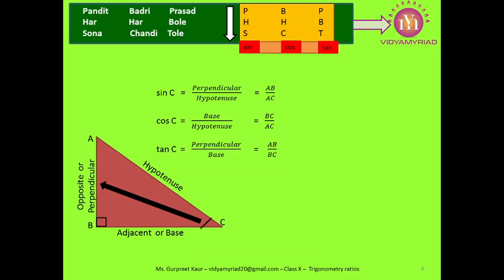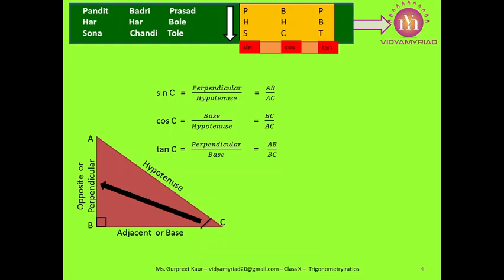Let's talk about cos. Now cos is B upon H. B upon H means base upon hypotenuse. And according to the diagram, what is my base? BC is my base. What is hypotenuse? AC is my hypotenuse. So that means cos C will be equal to BC upon AC.